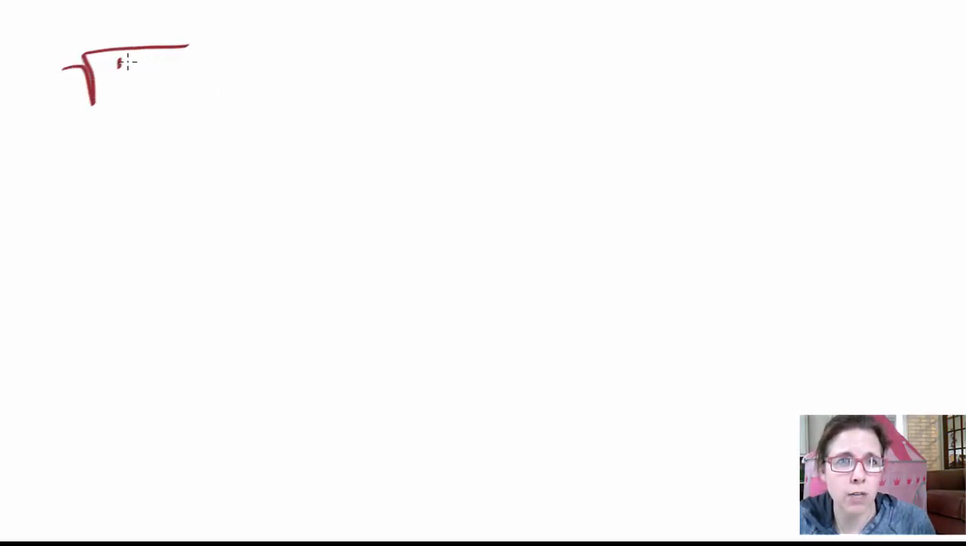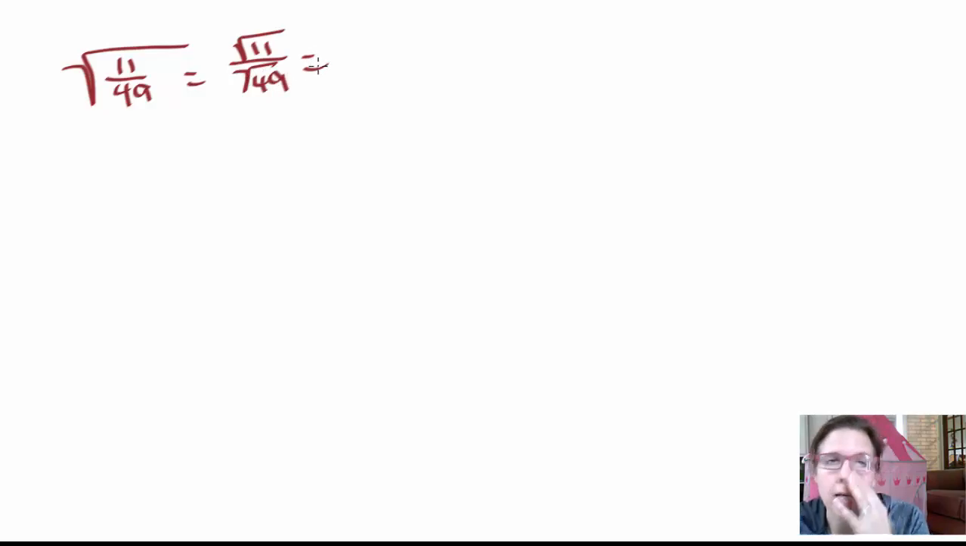Okay, so a few more examples here. What if they're not perfect squares though? So we have the square root of 11 over 49. Well, that's going to be the square root of 11 over the square root of 49. The square root of 11 won't break down into anything prime, because it's only 1 times 11. So you can leave the square root of 11 on the top, and the square root of 49 is 7.